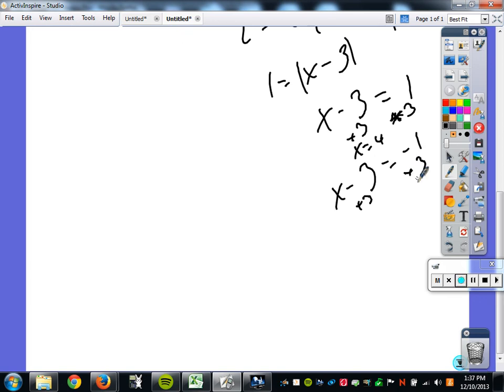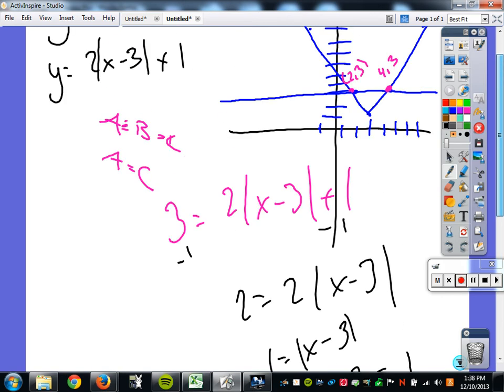Add the 3. X equals 2. Isn't that the two places where our graph intersected? Was that 4 and 2? And what's the y value? Well, for us, the y value was already given to us.